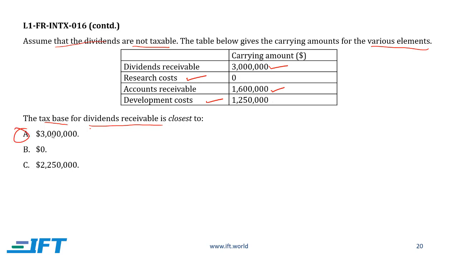3 million. Now you need to understand this concept. Carrying amount and tax base are basically almost the same thing. Carrying amount is for your accounting books. Tax base is for your tax books. Other than that, both of them are the same thing.